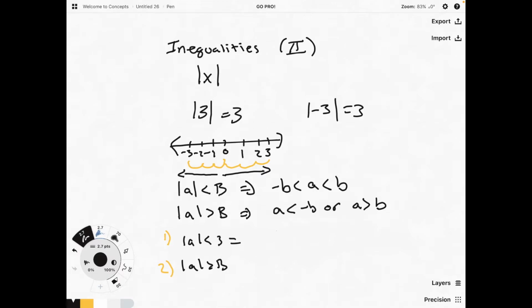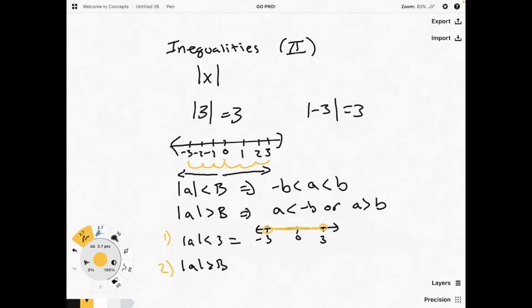Looking at this, we have, following our rules, negative 3 on a number line, 0, and we have 3. And we're saying that the number A is anywhere between negative 3 and a positive 3. And so these are all numbers that this could be.